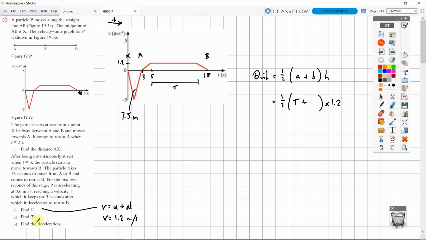Once you know what T is, find the deceleration. So it's talking about the deceleration that's happening here. You're going to use this formula again. The final velocity is 0 as it comes to rest. The initial velocity is 1.2 meters per second. Once you know what t is, then you know how long this part of the journey lasts for, and so you can then work out the deceleration.